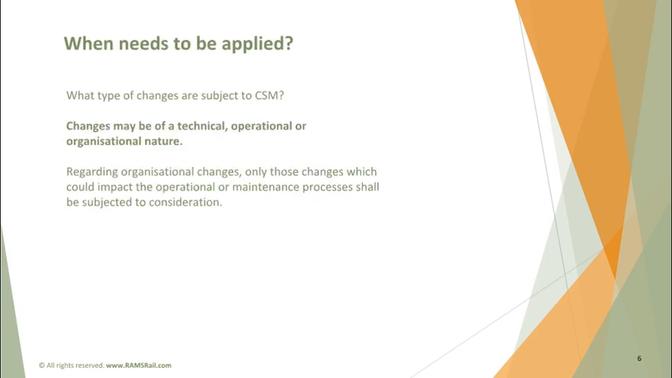What type of changes are subject to CSM? The changes of a technical, operational or organizational nature. Regarding organizational changes, only those changes which could impact the operational or maintenance processes shall be subjected to consideration. This means if we restructure the marketing department in an infrastructure manager, CSM does not need to be applied, but if we do the same with the rail maintenance department, the CSM shall be applied.